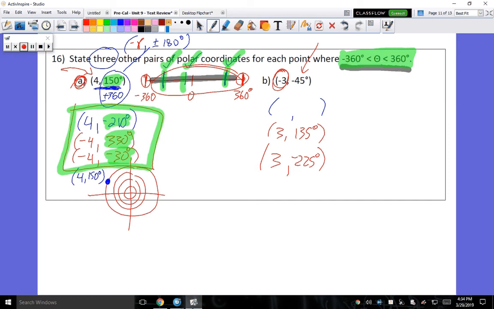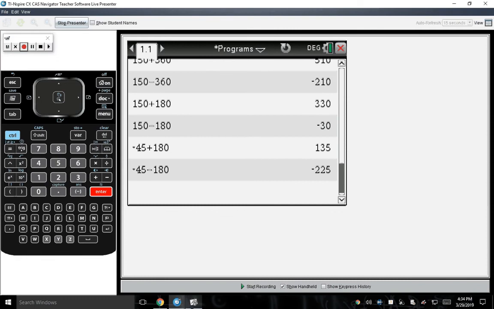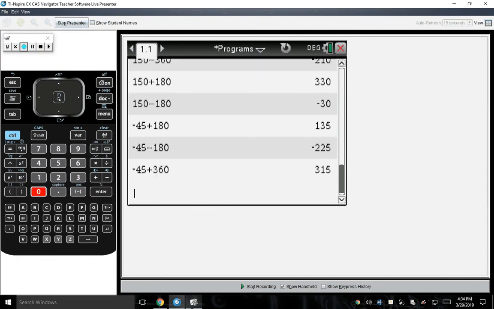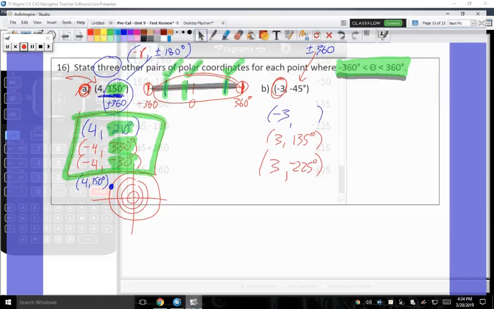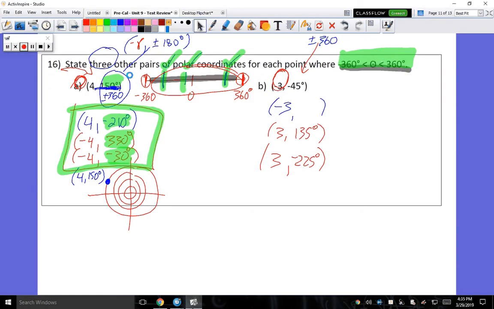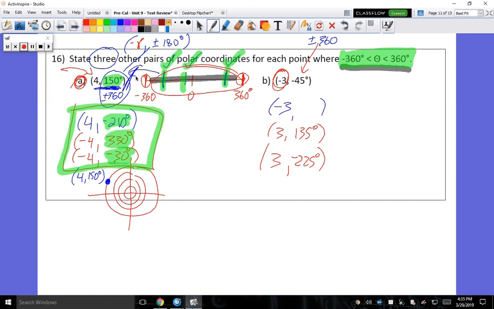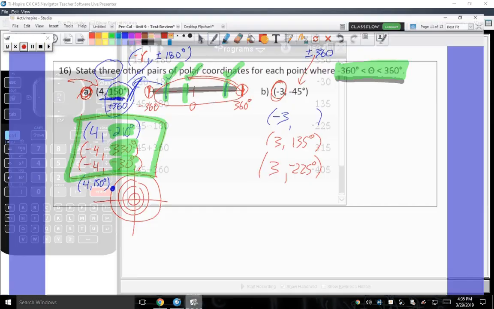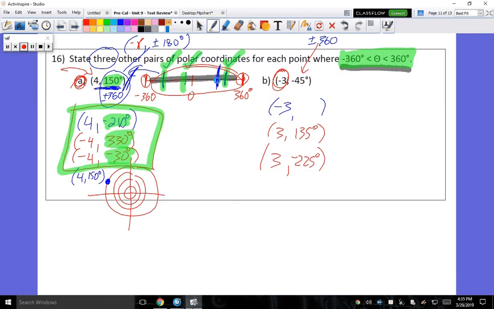And then the other one is where the negative 3 stays as is. You're not changing the r, and you're just going to add or subtract 360. Negative 45 plus 360 does work. Negative 45 minus 360 is too far to the left. It'd be negative 405, which would be out here, to the left of negative 360. So we go with the other one, 315, which would be somewhere about here, which is good. So 315 degrees, and those would be the three that you have for those.